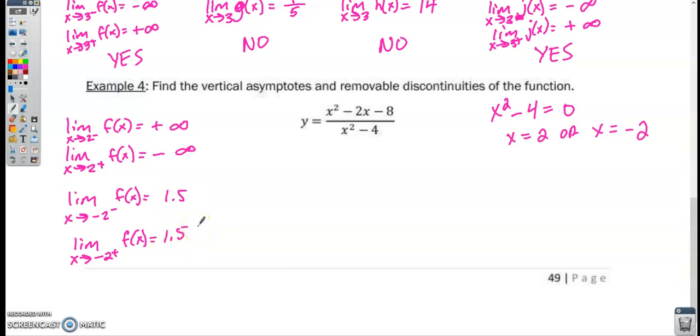Okay, so let's draw our conclusions from this. We said in the last video that there's a vertical asymptote if the limit as x approaches a from either the left or right approaches either positive or negative infinity. So once I saw these infinities cropping up here with 2, that told me that I had a vertical asymptote there.